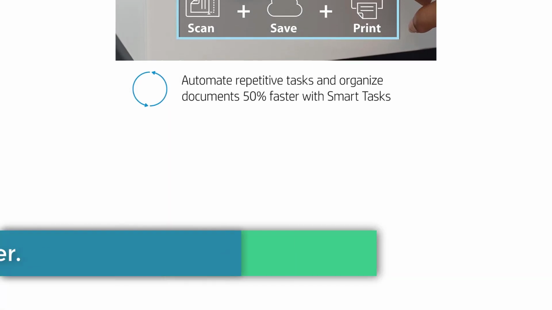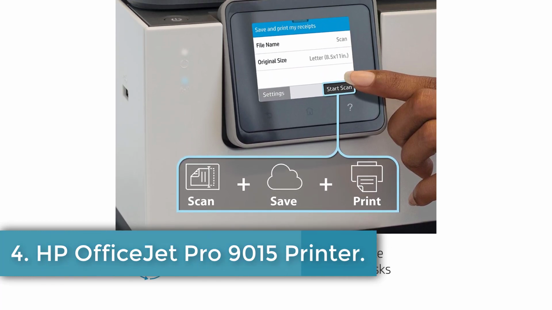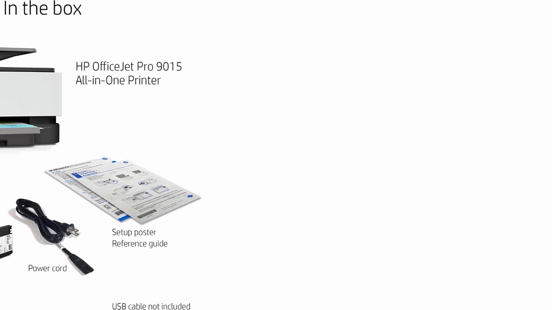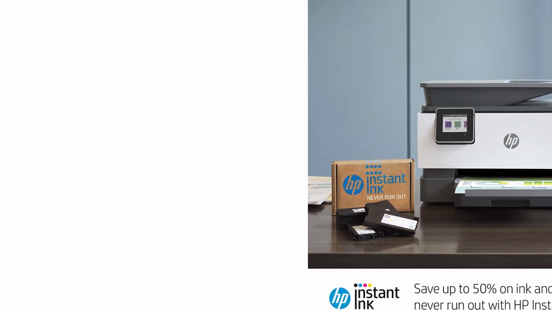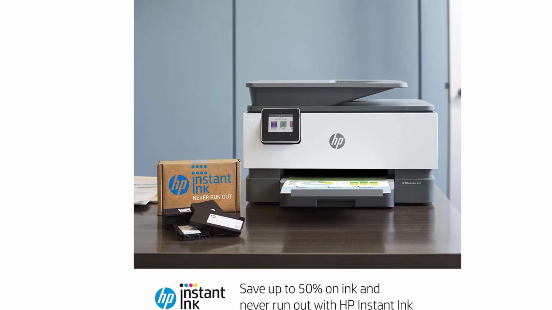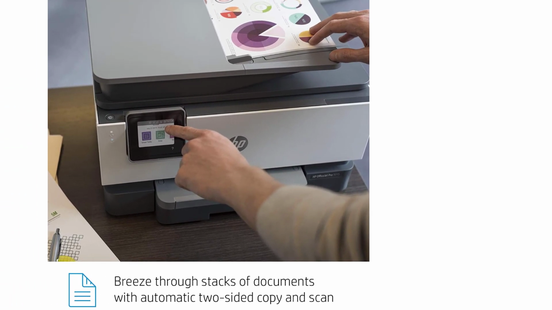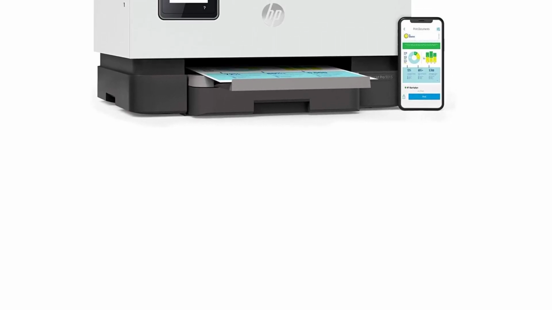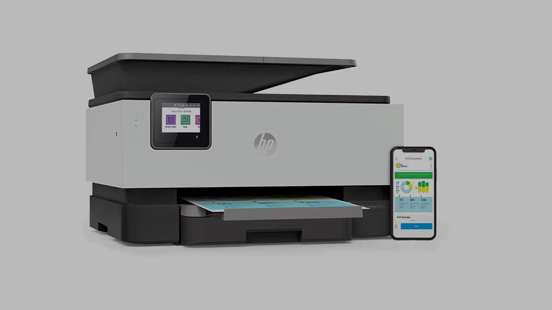Number 4. HP OfficeJet Pro 9015 Printer. The HP OfficeJet Pro 9015 offers fast printing, utilizes smart tasks, and has the option to enroll in HP Instant Ink. Use your smartphone to print remotely and take advantage of self-healing Wi-Fi. This all-in-one printer offers the ability to print, scan, and copy, making it very versatile if you plan to use it for more than just printing stickers.